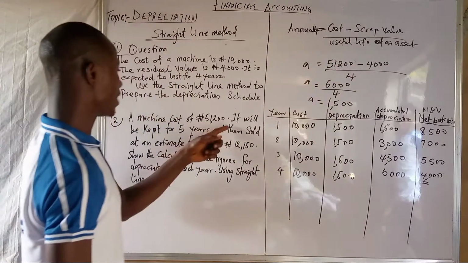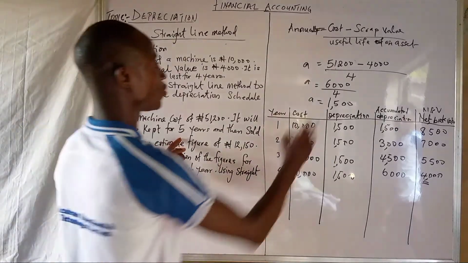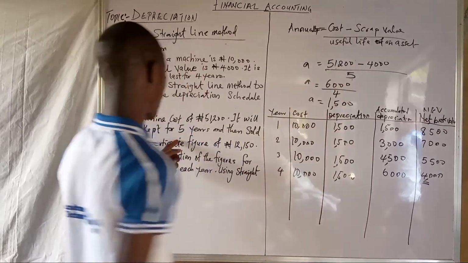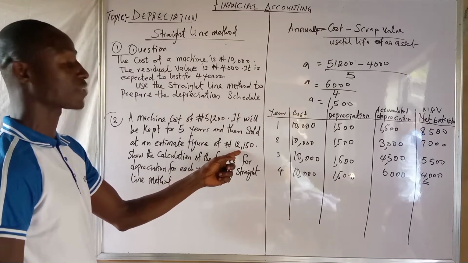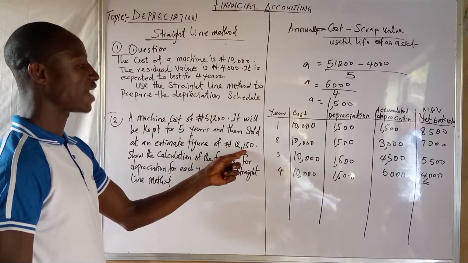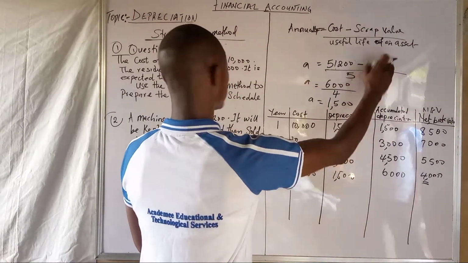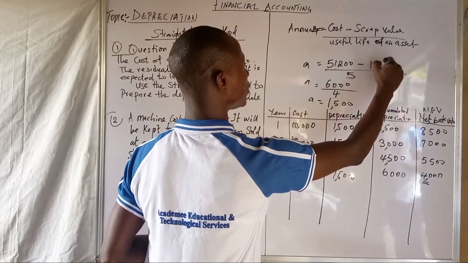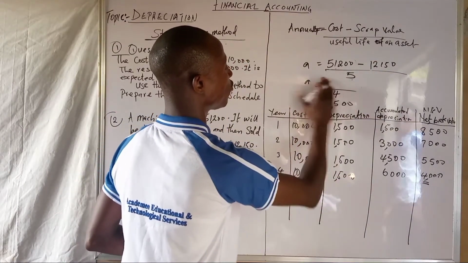51,200. Then it's kept for five years. So this is going to be 5 years. Then the estimated useful life of that asset is 12,150 naira, which means our residual value or scrap value is 12,150 naira. So let's move further.